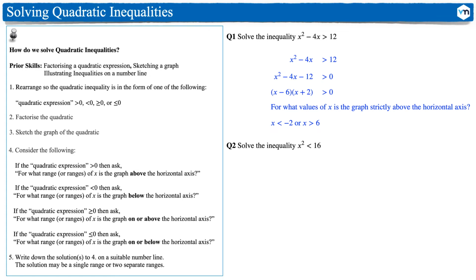Now at this stage we can sketch the graph of y equals x minus 6 times x plus 2. It is the blue parabola drawn, and it intersects the horizontal axis at 6 and negative 2. And we ask ourselves, for what values of x is the graph strictly above the horizontal axis? Well, this occurs when x is less than negative 2 or x is greater than 6.